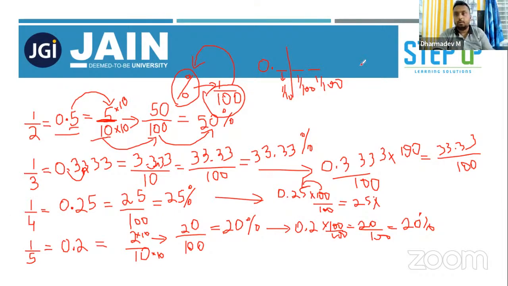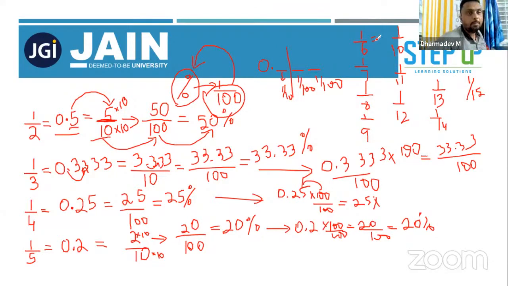Okay. Now your homework is the same way. You have to find it for 1 by 6, 1 by 7, 1 by 8, 1 by 9, 1 by 10, 1 by 11, 1 by 12. In case you can, I would appreciate it if you do 1 by 13, 1 by 14, and also 1 by 15. Find these values in decimal, fraction, and percentage. Are you okay with that?